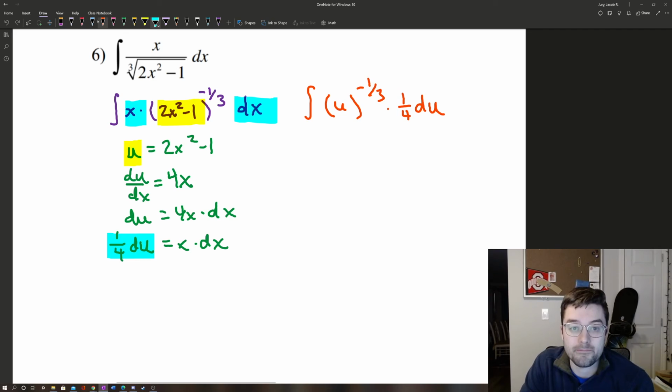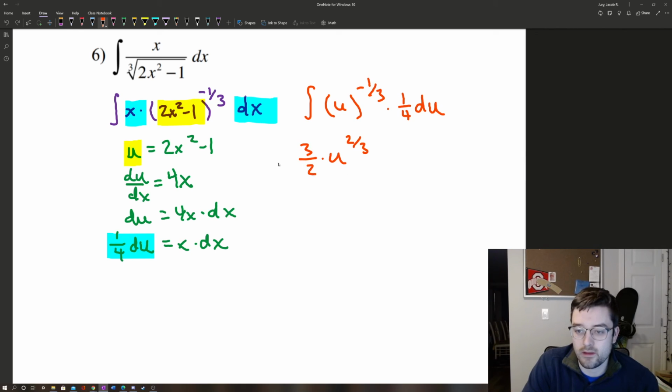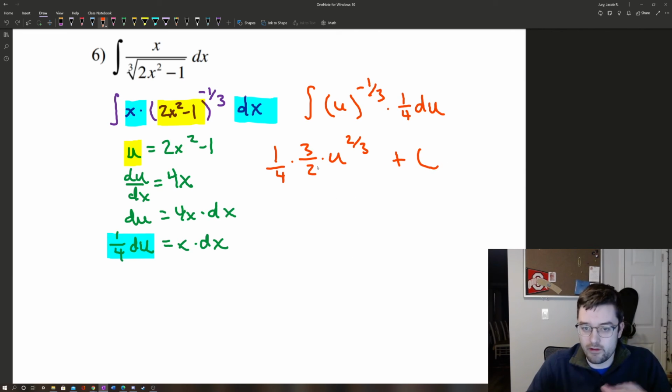Okay. Integration. This is an easy integration problem now. I add 1 to -1/3, so it'd be u to the 2/3, and then I divide by 2/3, which is multiplying by 3/2. And then I'm multiplying that by 1/4 because my constant out to the side there can just be multiplied into my answer. And then plus c. Now I can resubstitute what u was into the problem.